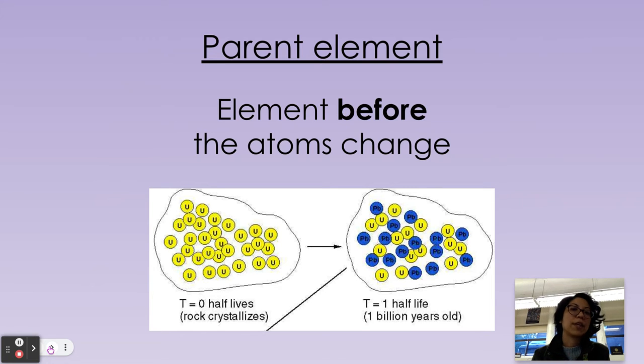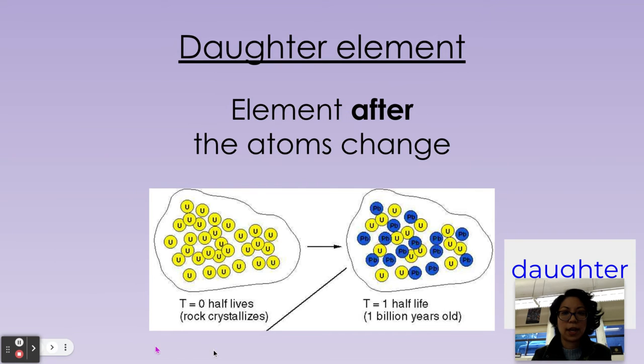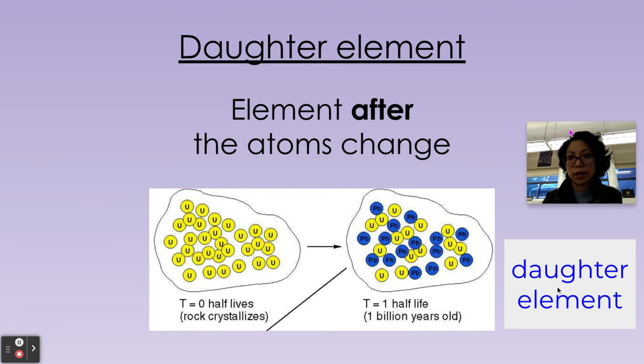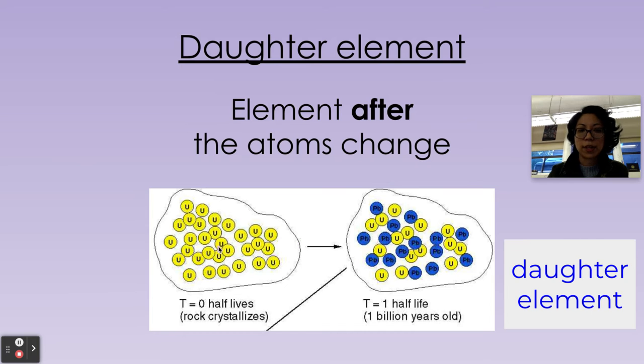All right. The element that the atoms are before they go through that change, we call the parent element. So in this case, uranium would be the parent element. The daughter element is whatever element those atoms turn into. So in this example, that's lead. The daughter element is the element after the atoms change.